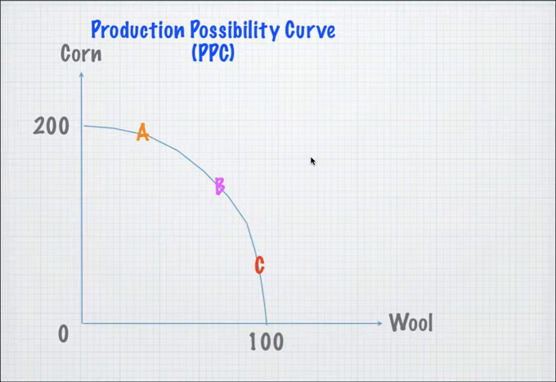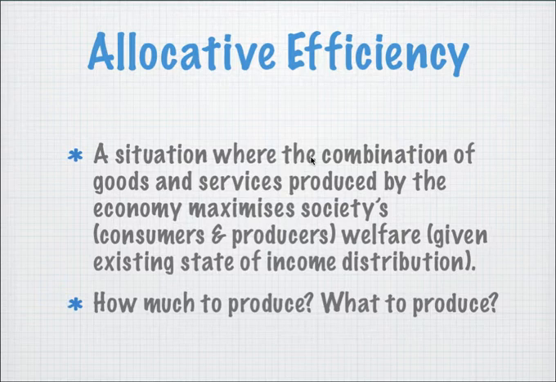Okay, so now the concepts are allocative efficiency. Basically it's a situation where the combination of goods and services produced by the economy, basically by the economic agents, consumers, producers, maximizes society's welfare given the existing state of income distribution. So, it's a huge chunk of words. What does it actually mean?